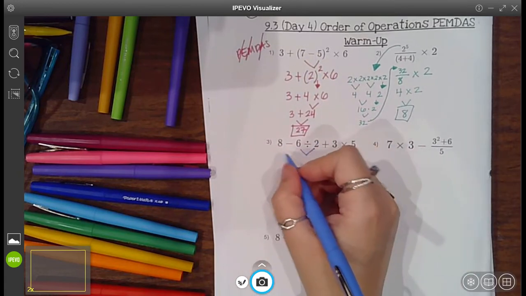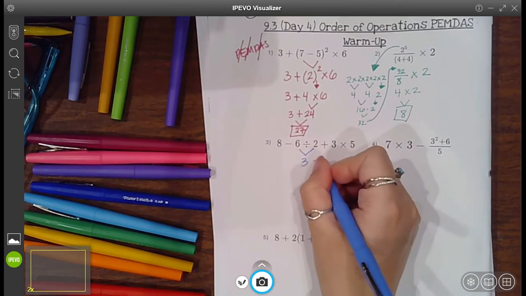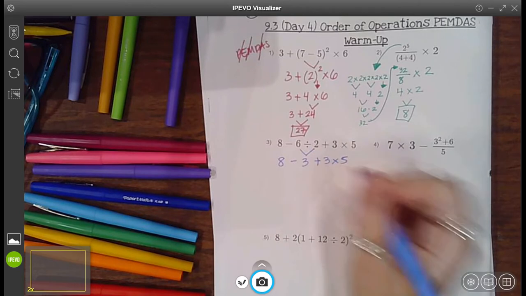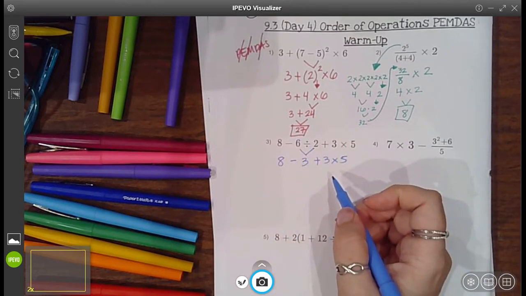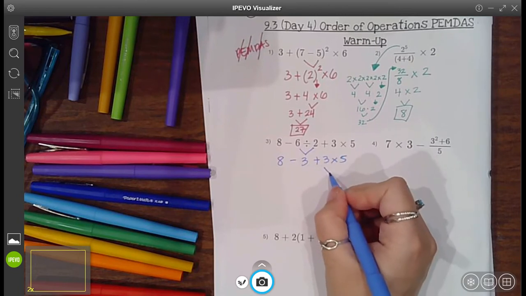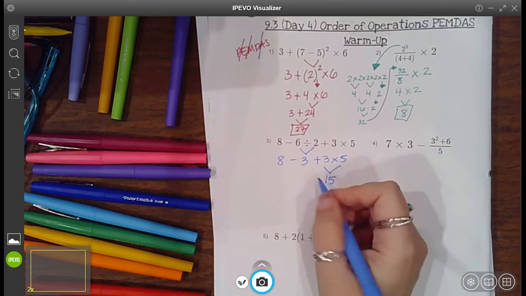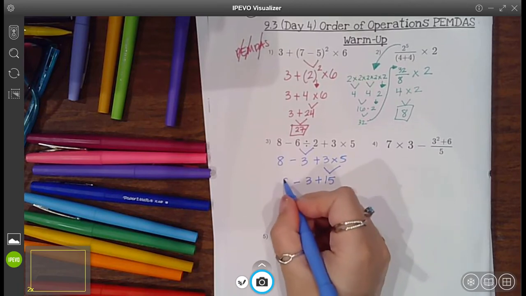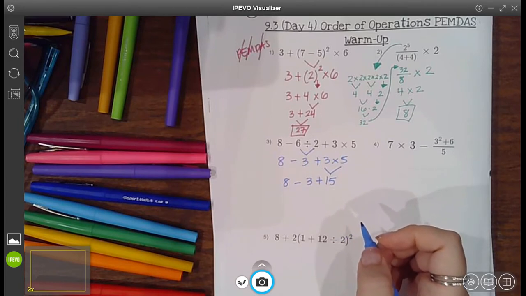Okay. So 6 divided by 2 is 3. Bring down everything else that surrounds that. Okay. Now I'm just on this line. Parentheses are gone. Exponents are gone. Multiplication or division right there. 3 times 5 is 15. Bring down the plus, 3 minus, and 8. All right, everything's done now except for addition or subtraction.